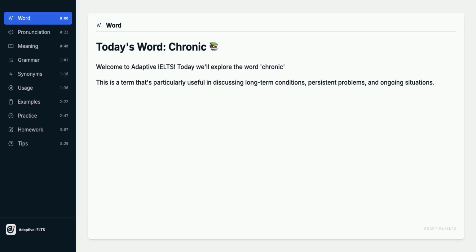Welcome to Adaptive IELTS. Today we'll explore the word chronic, a term that's particularly useful in discussing long-term conditions, persistent problems, and ongoing situations. This word is essential for Task 1 reports when describing trends and for Task 2 essays and speaking responses when discussing health, environmental issues, and social challenges.